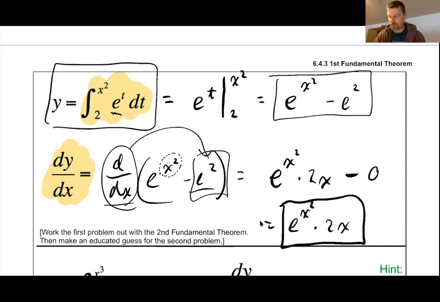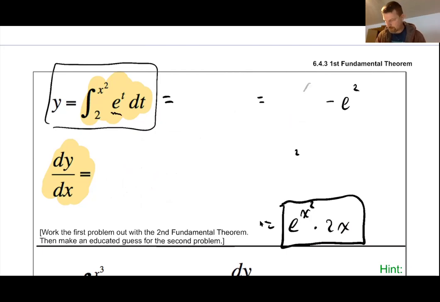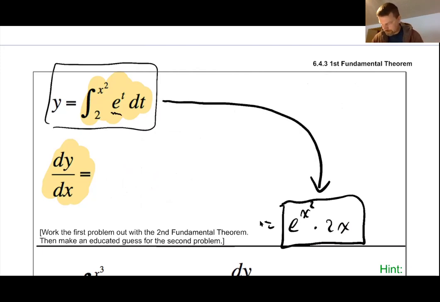Now what I'm going to do is I'm going to actually erase all of my work, and we're going to look at where I started and where I ended, because that's actually the important part. I started here, I ended there. Is there a way you can see a shortcut to get to that point without doing all of that work of actually finding the integral and then taking the derivative of that integral?